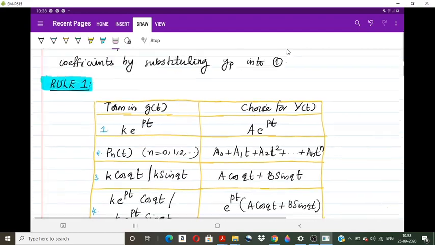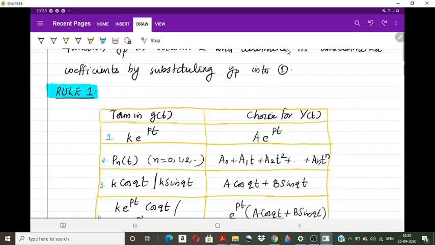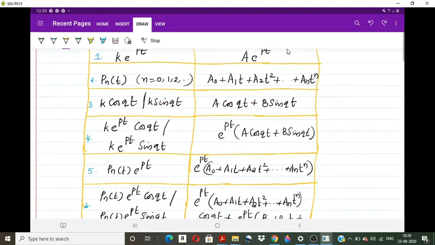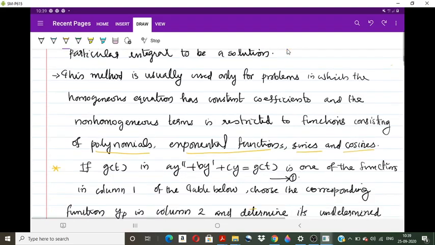So the main disadvantage of this method is that we can use this only for some particular types of functions like exponential functions, polynomials, sine or cosine functions, or a combination of these three functions. Then only we can apply this method. And one more thing is that it is easy to use this method only for equations whose homogeneous equation has constant coefficients. That means p of t and q of t must both be constants.